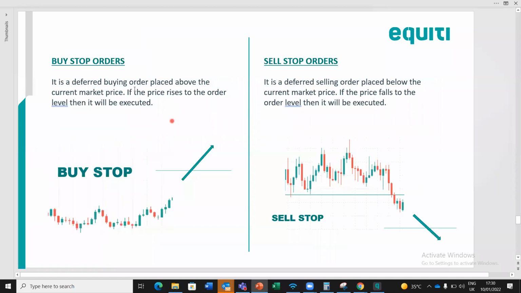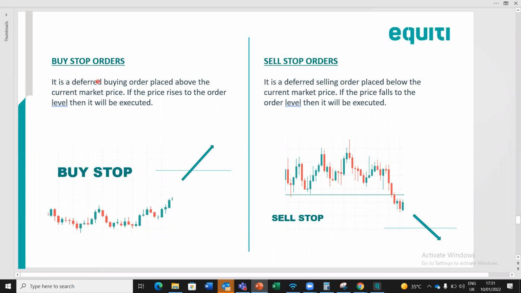Okay, so let's quickly go with the buy stop orders. Now, the buy stop orders, this is a deferred buying order. Remember, buy stop, sell stop, buy limit, sell limit, I have mentioned are pending orders. And I earlier explained that pending orders are what? Orders that are kept pending until certain criteria or certain things are met, all right? Until certain things are met.